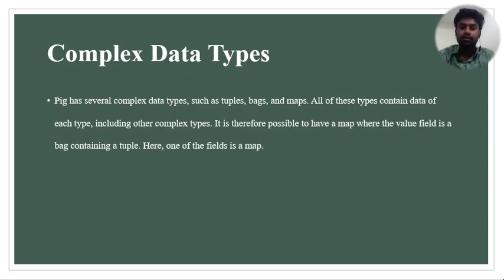Next, complex data types. Complex data types are a variety of sophisticated data types like tuples, bags, and maps, and each of these can contain data types as well as additional complicated types.